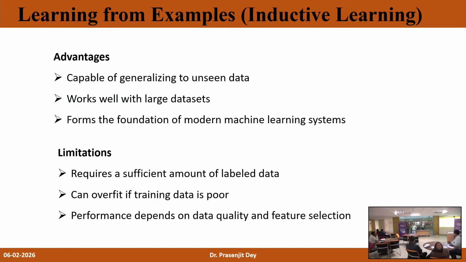Works well on large data set. If you are having a very huge data set where statistical learning fails, it will work. It will be better than rote learning because it can work on unlabeled data. Forms the foundation of modern machine learning, which we call deep learning. It is the foundation. Now, limitation is what?